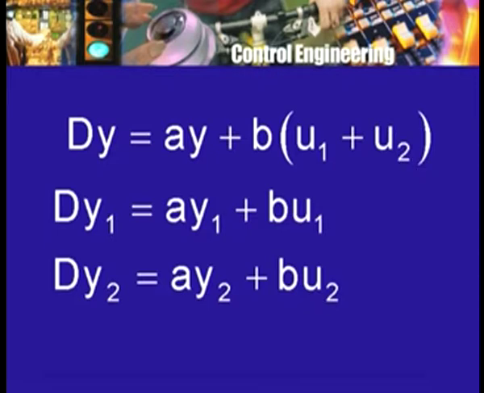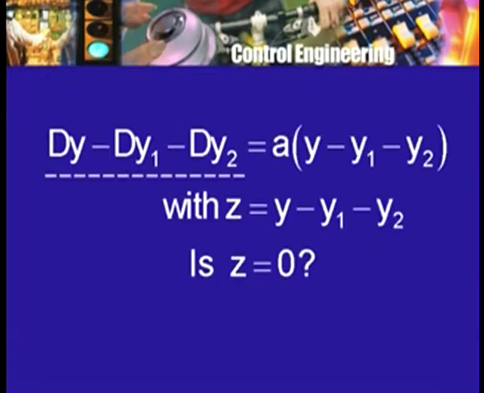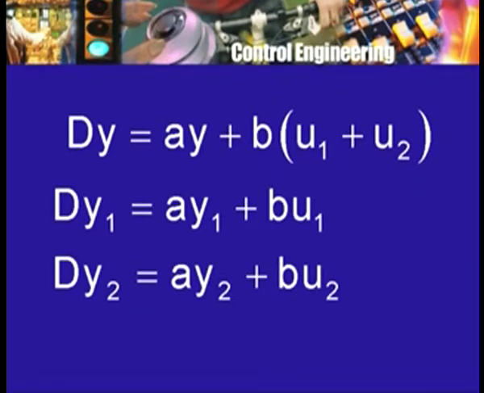Now, the appearance of the equations suggests that we can do the following. We can subtract from the first equation the second and the third equation. If I do that, I will get dy minus dy1 minus dy2 equals ay minus ay1 minus ay2. And what happens to u1, u2? Well, there is b u1 here that cancels with b u1, and b u2 cancels with b u2. So, there is no u1, u2 appearing in the equation.